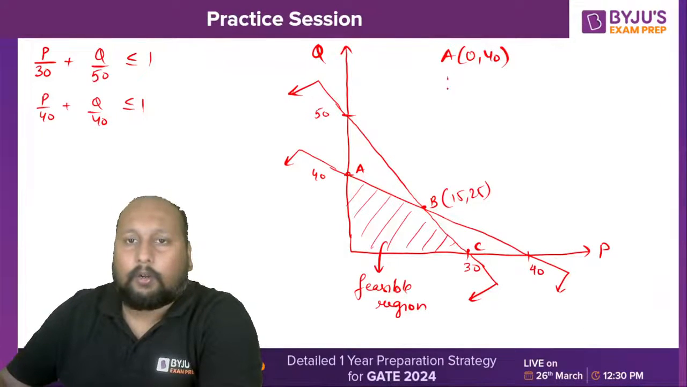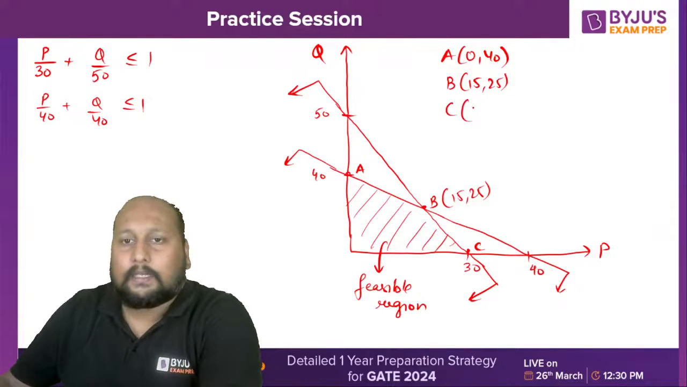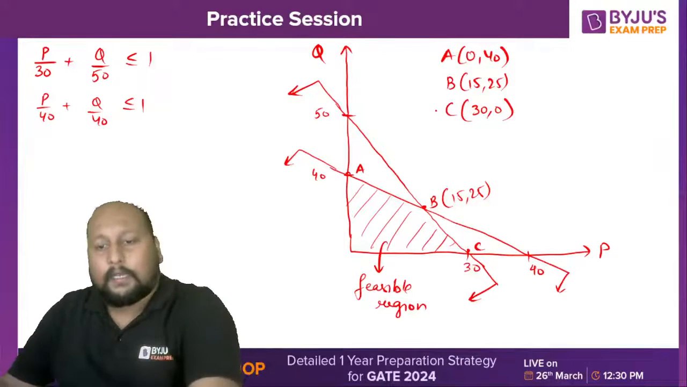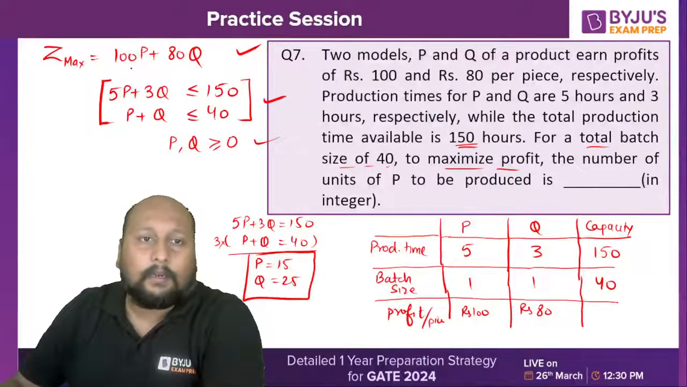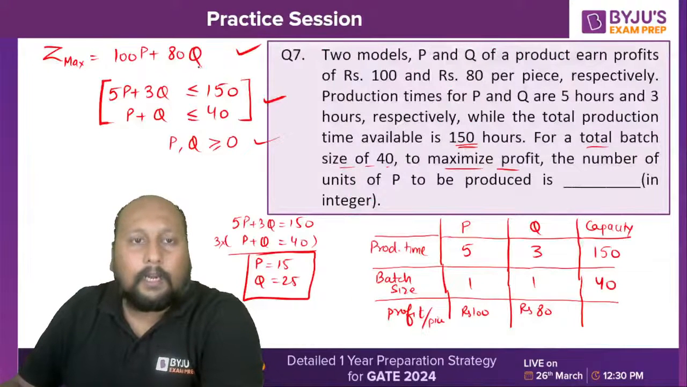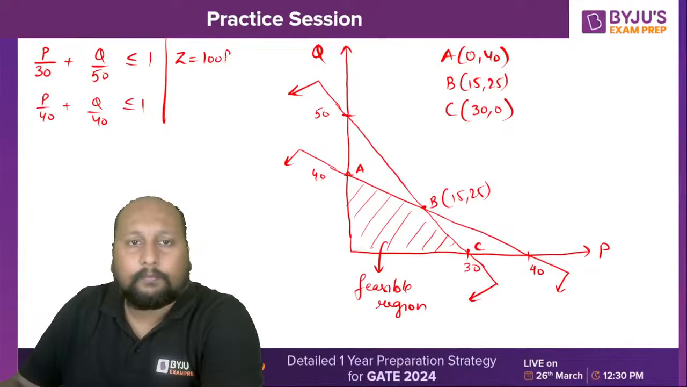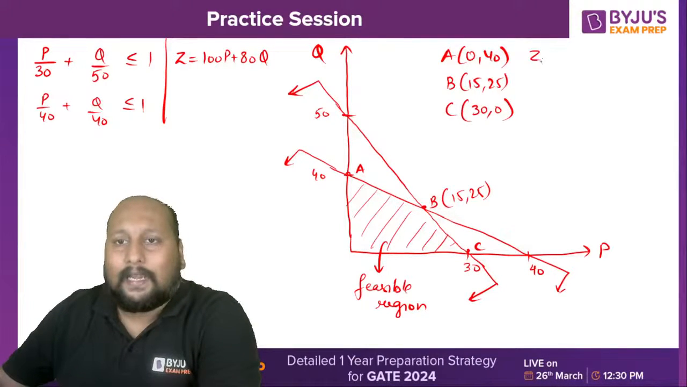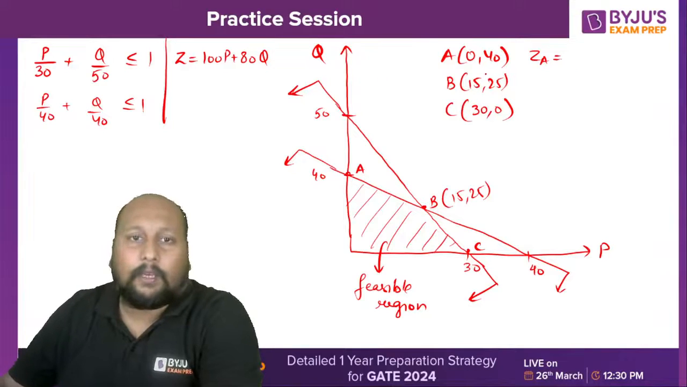So coordinate of point B is 15, 25, and coordinate of point C is 30, 0. So I have identified all the three coordinates. Now what is the objective function? Objective function is Z is equal to 100P plus 80Q. So we need to check one by one. So ZA, what will be the value of ZA?